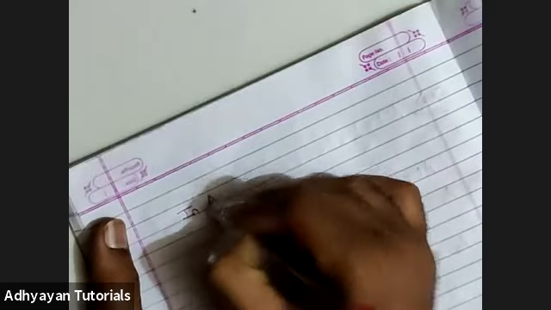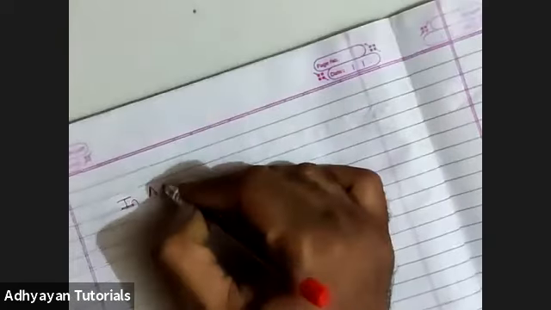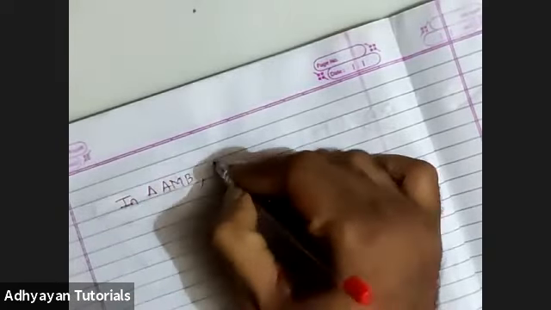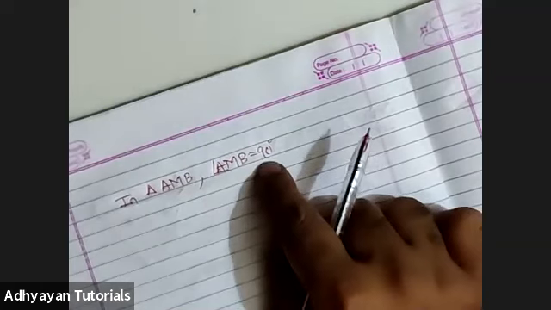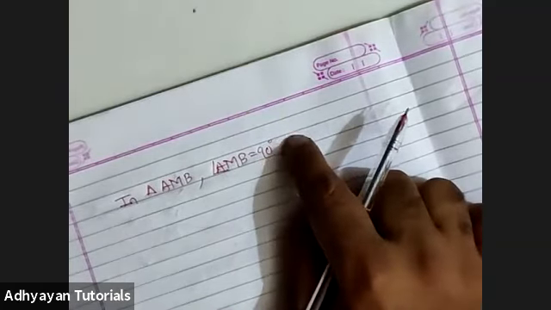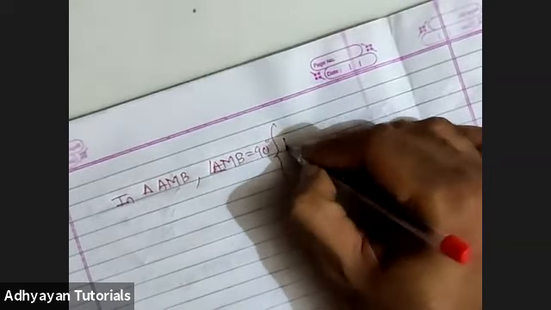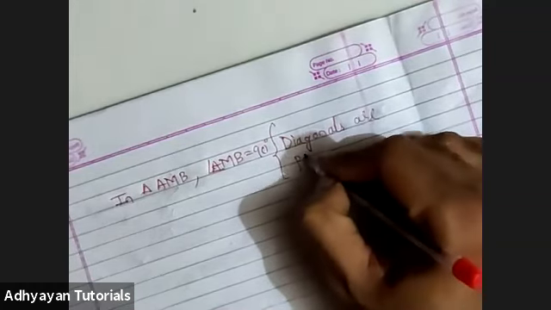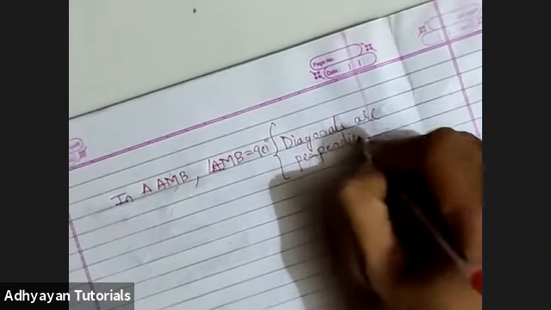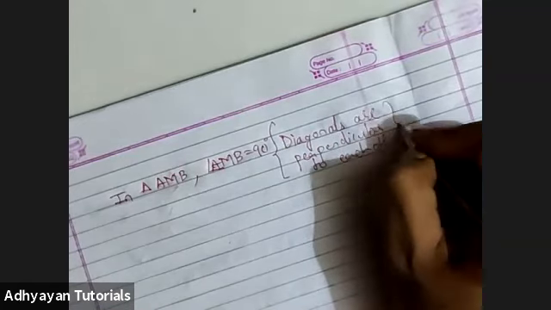In triangle, the name of the triangle, children, was AMB. In triangle AMB, angle AMB is equal to 90. Angle AMB is 90, what reason do we have to write for this? Diagonals are perpendicular to each other, right? The next thing, I'll apply Pythagoras.